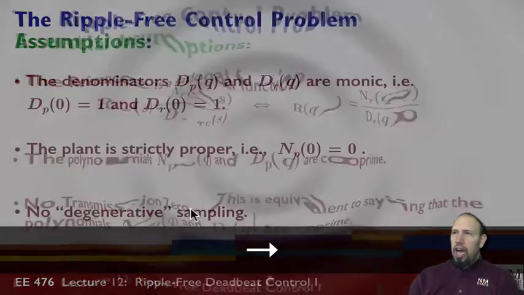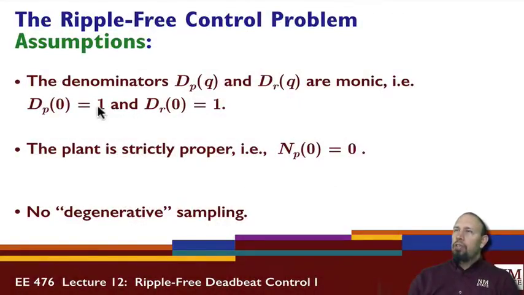Now, there are actually other assumptions that we're going to make. First of all, that the denominators dp and dr are monic. Okay, and again, we can always make that assumption. dp and dr are monic, which means that if you evaluate the polynomial at 0, it's equal to 1. If that's not the case, then you can divide numerator and denominator through by whatever this value is, and you will have this property.